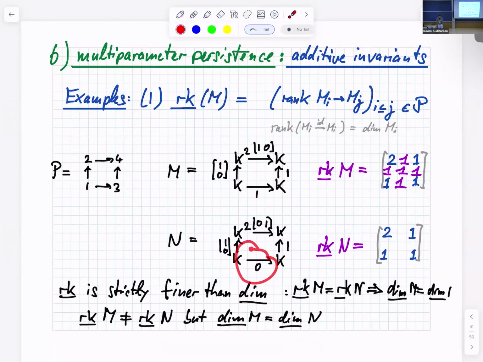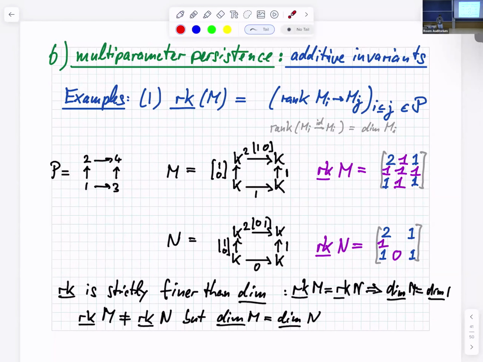What is the rank of this map here? It's 0. So you allow me to write a 0 here, down here. That's okay? Okay. What is the rank of the map going up here? 1. What's the rank of the map going up here? 1. What's the rank of the map going to the right on the top row? 1. What's the rank of the diagonal map? 0. 0 times 1 is 0. Okay, 0. And the dimension stays the same.